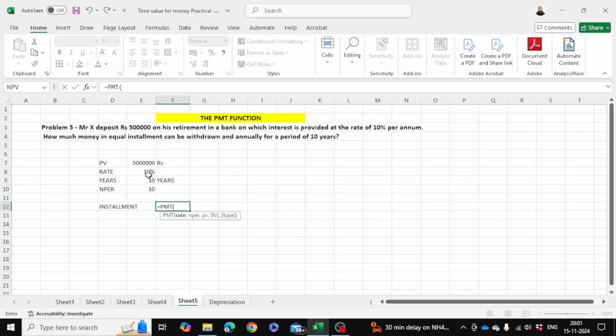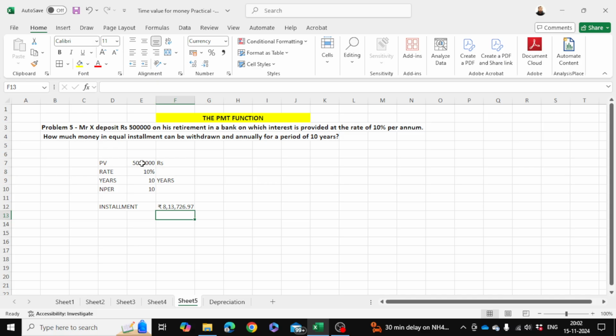rate of interest is this, and period is this. Present value, you can again put minus against it, right? Future value not given, take it 0, type at the end of year. So this is the amount you will be getting at the end of each year, right? If you have invested 50 lakhs, so 8 lakh something you will be getting. So this is how to calculate installment.